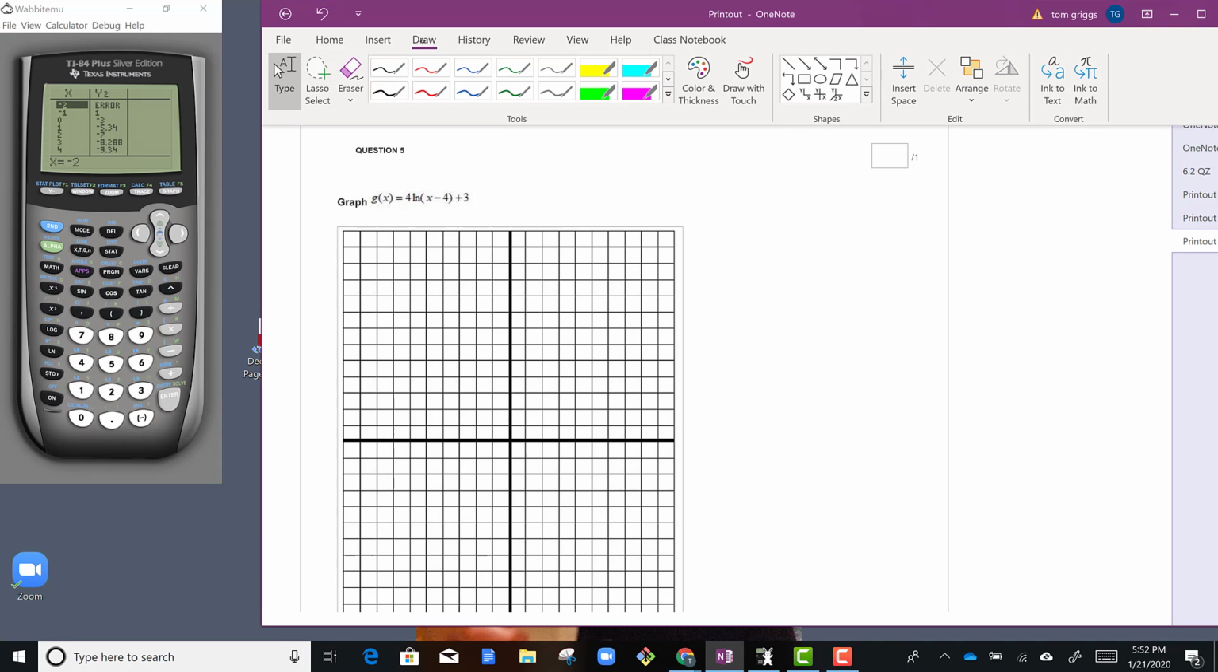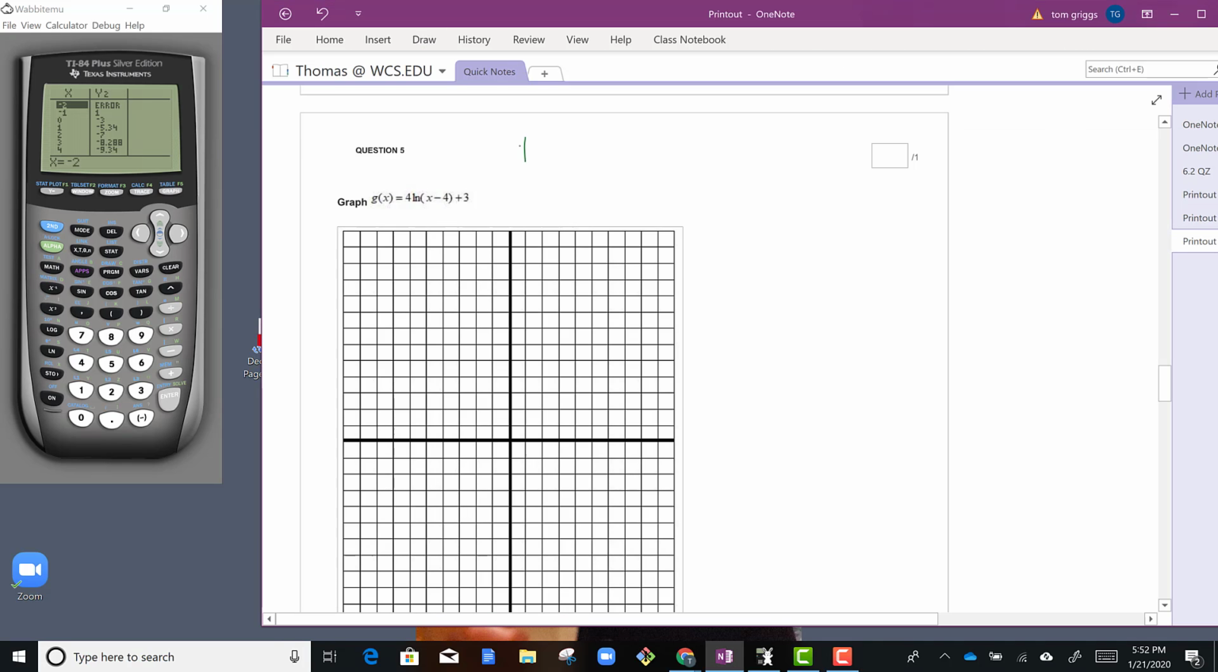Same thing happening on this problem. Our parent function is just ln of x. So we need to understand the shift rules. Plus 3 on the outside is going to shift that parent function up 3. Minus 4 on the inside is going to shift us right 4. And the 4 out front is going to stretch by a factor of 4.